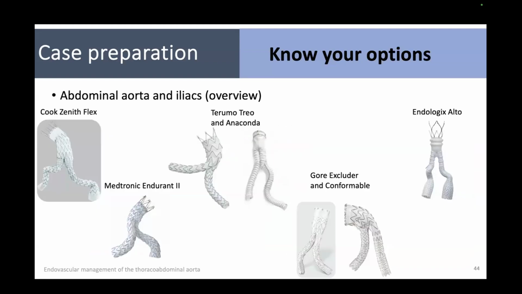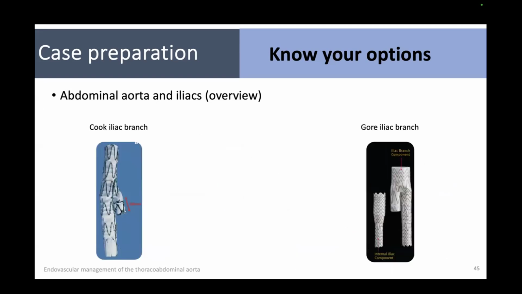For the infrarenal aorta, I'm going to go very fast about this because it's less of a concern for you guys, but there are many grafts that you can use: the Cook Zenith Flex, the Medtronic Endurant 2, the Terumo Treo, and Anaconda, which are used mostly in Europe, the Gore Excluder and Conformable, which have different criteria that could be useful in certain specific scenarios, and the Endologix Alto, a particular graft with polymer inside for angulated and conical necks. There are of course other grafts, but it's just infinite at this point.